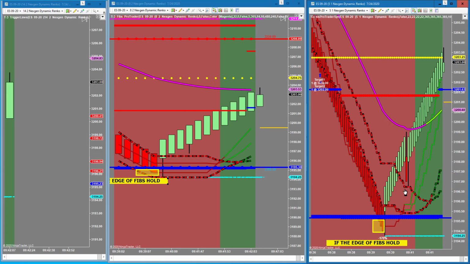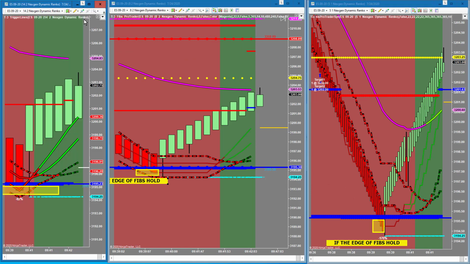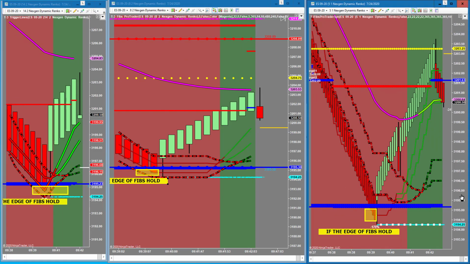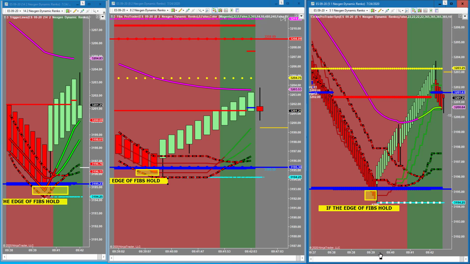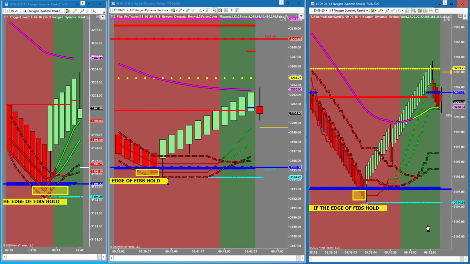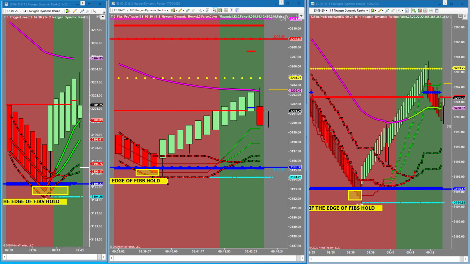So the edges of fibs hold. Ooh, jumped off of there quick, didn't it? All right. The edges of fibs hold. And remember the trade we did last time? Little pivot stop out. This almost looks identical to what we had earlier, doesn't it?